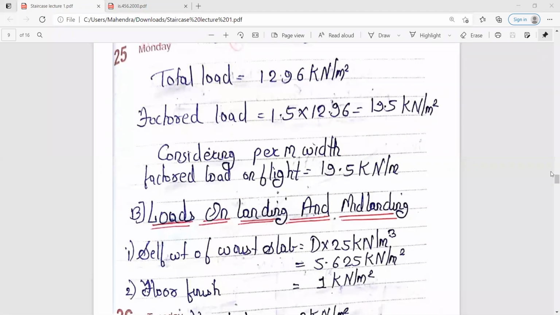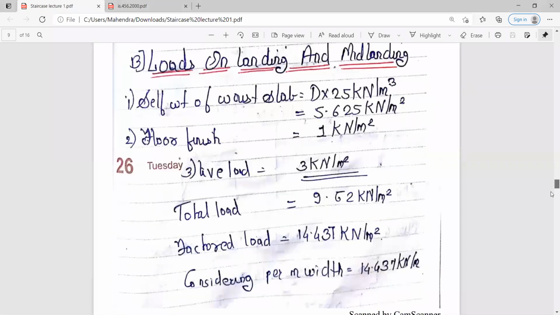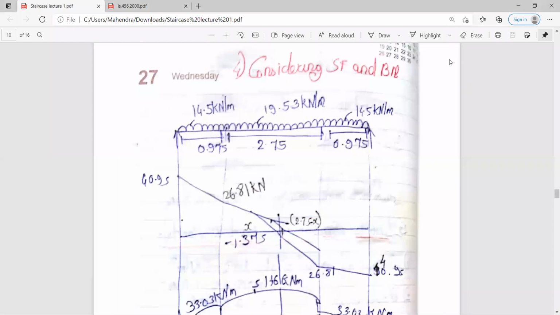Now we need to solve the next step. So after calculation of the loading for flight as well as for the landing and mid landing, we need to calculate the shear force and bending moment.